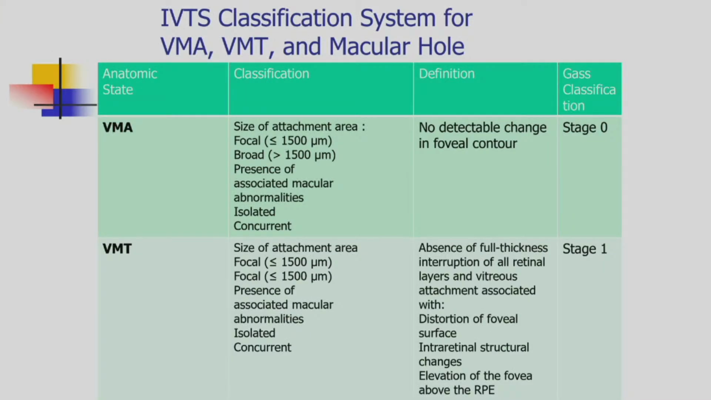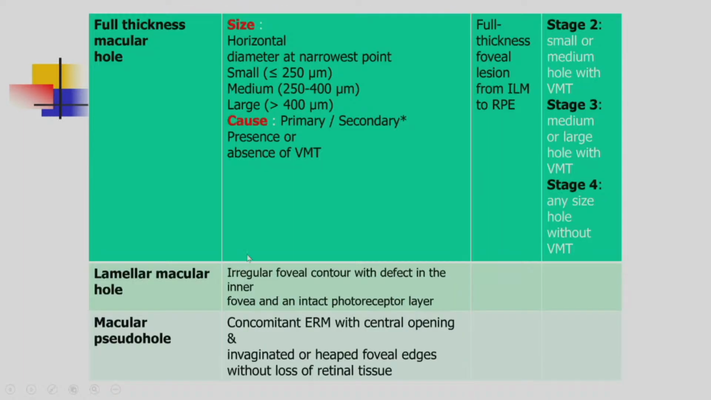So this classification, I think all of you should remember, which is IVTS classification for VMA, VMT, and macular hole. And the salient points to be remembered here are this 1500 micron. VMA, if it is focal, it is 1500, it is broad-based, then it is more than 1500. Same is true for VMT, depends on the size of attachment, that is 1500 versus more than 1500. Full thickness macular hole, again, three things we should remember is small, medium, and large. 250 and 400 are the figures you should remember. Anything more than 400 is classified as a large macular hole. And anything less than 250 is small.